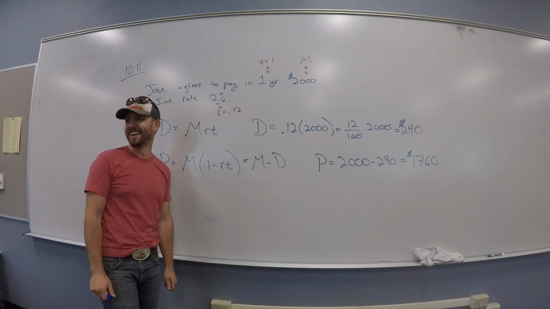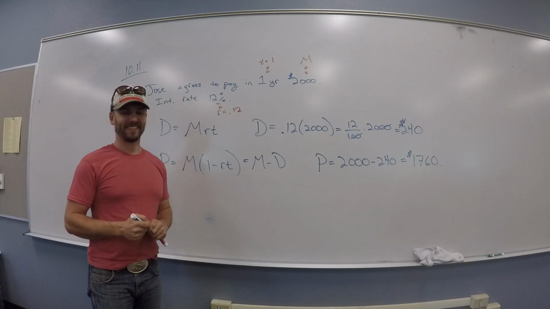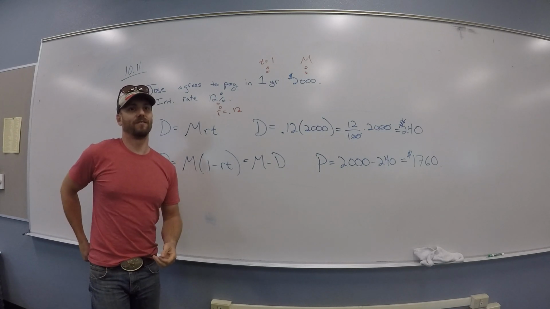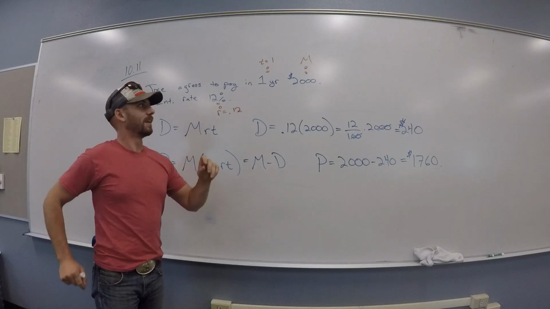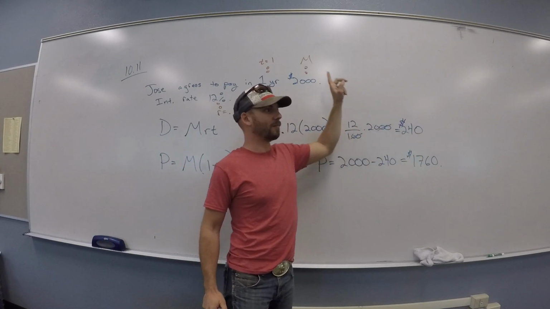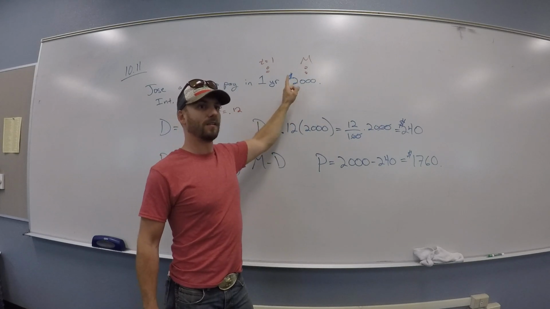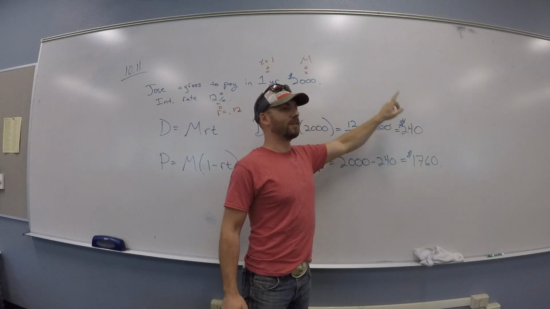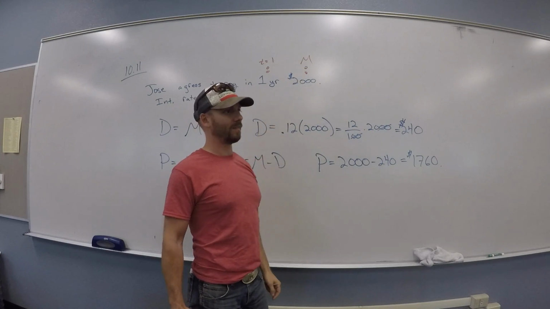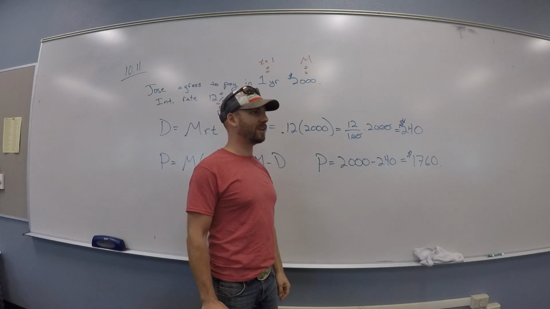Wait, so 240 is the discount, right? Which means the discount and the proceeds together make the amount he has to pay back. So that's a little bit like the principal and the interest. You guys see that? I don't know if I understand the concept. Like, why would he do this?